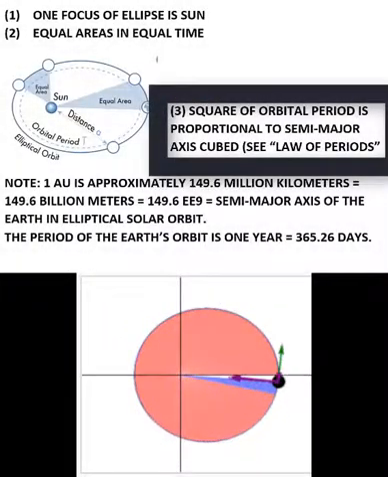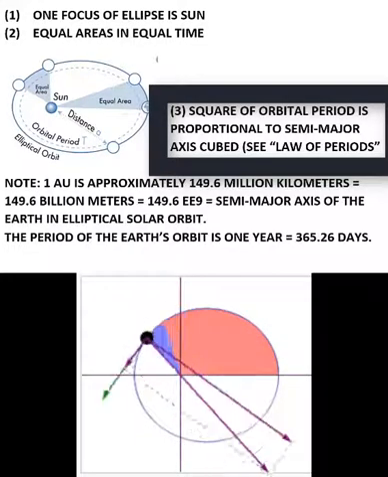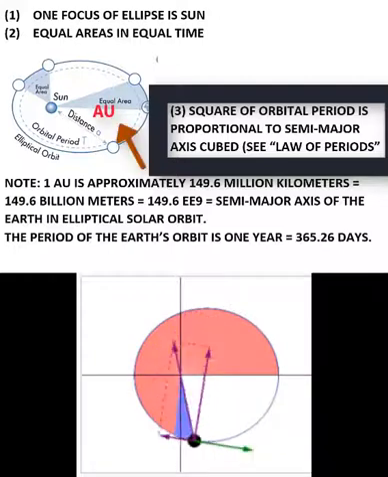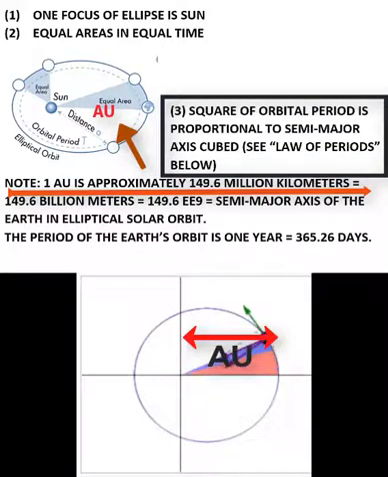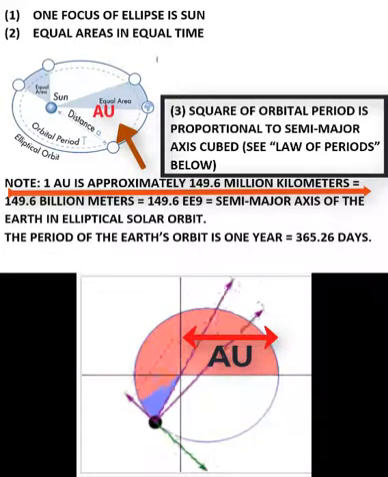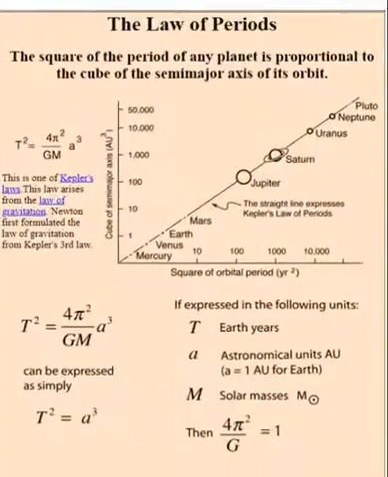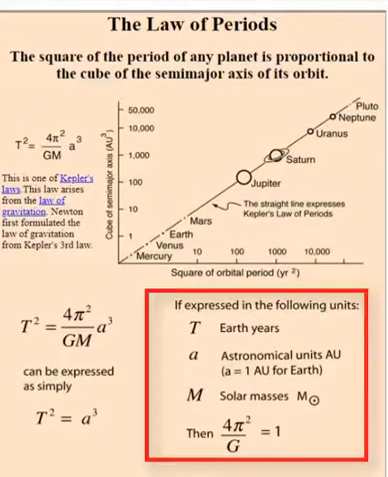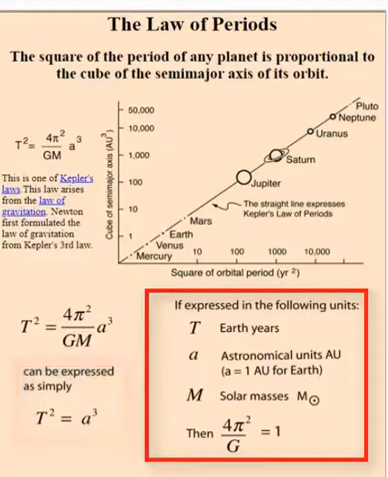Well, the third law of Kepler is that the square of the period, how long it takes to go all the way around, is proportional to the major axis of the ellipse cubed. The period squared is proportional to the major axis cubed. And we use astronomical units for the Earth, where that's 93.5 million miles from the Sun. And so the period squared of the Earth is equal to the AU's cubed.